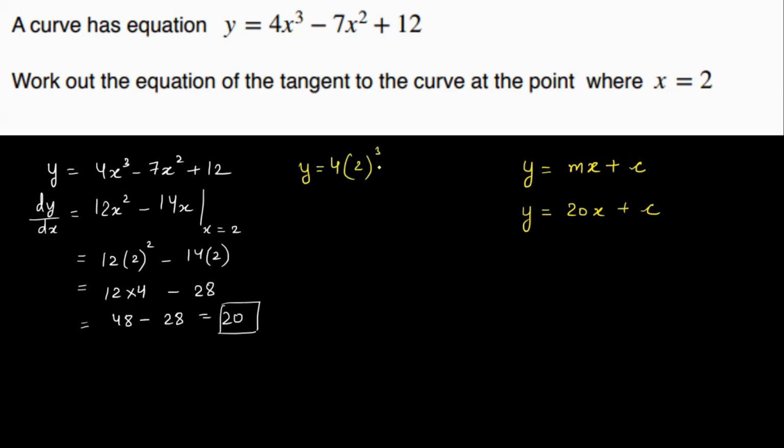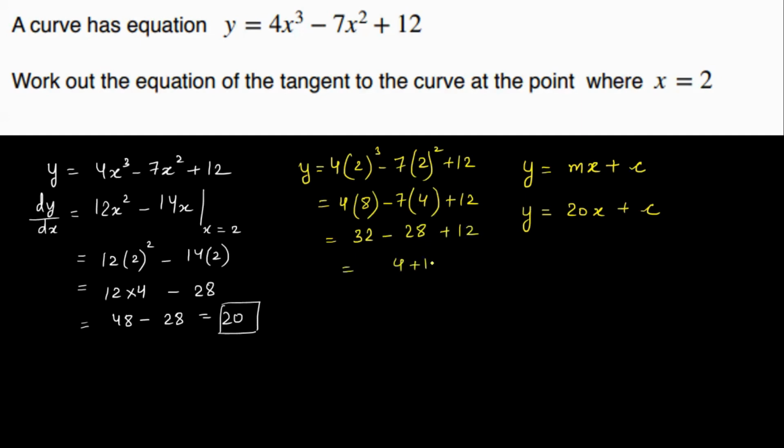4 times 2 cubed minus 7 times 2 squared plus 12. This gives you 4 times 8 minus 7 times 4 plus 12. This gives you 32 minus 28 plus 12. This gives you 4 plus 12, which is 16. So when x is equal to 2, y is equal to 16. So basically we have to find the equation of the tangent at the coordinates (2, 16).